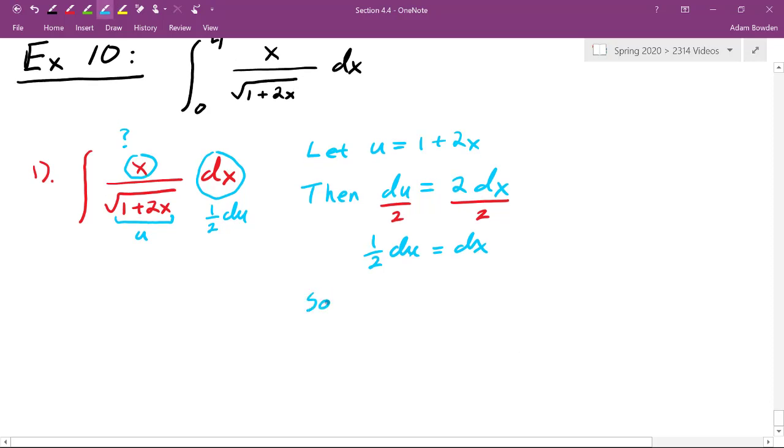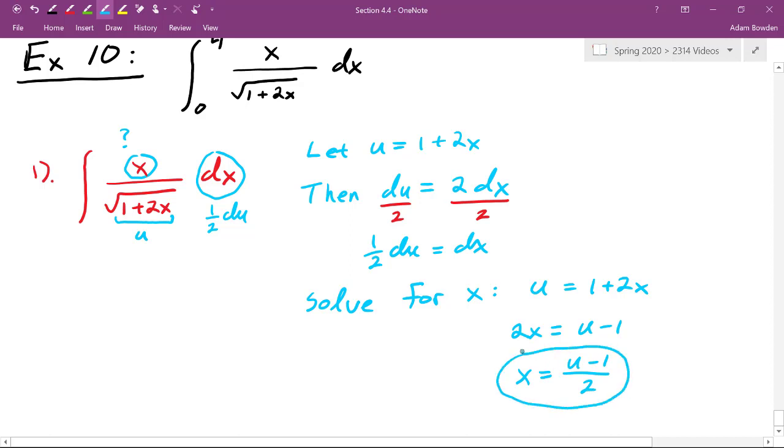So what I'm going to do is somehow solve for x. And I can do that by taking u equals 1 plus 2x. If I solve for x, 2x would be equal to u minus 1, and so x would be equal to u minus 1 divided by 2. So that's what I need to substitute in here for x. U minus 1 divided by 2.